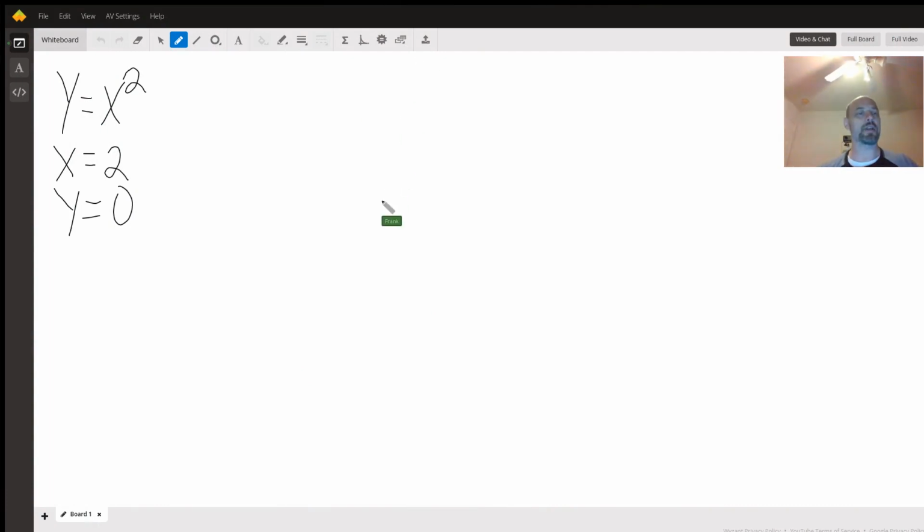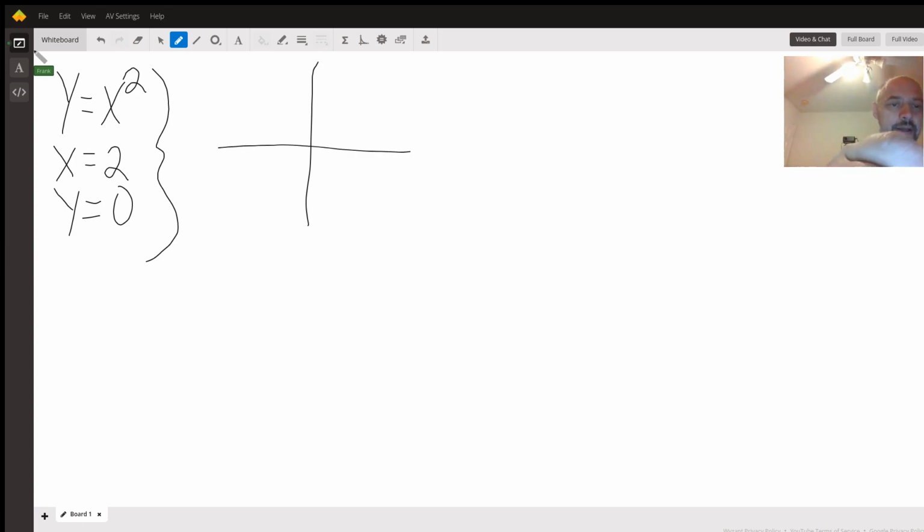Here is the question. We want to find the volume rotated about the y-axis and bounded by the following functions: y equals x squared, x equals 2, y equals 0. Here is y equals x squared. It's a parabola. Here's x equals 2. I'm going to try to draw it real nice.